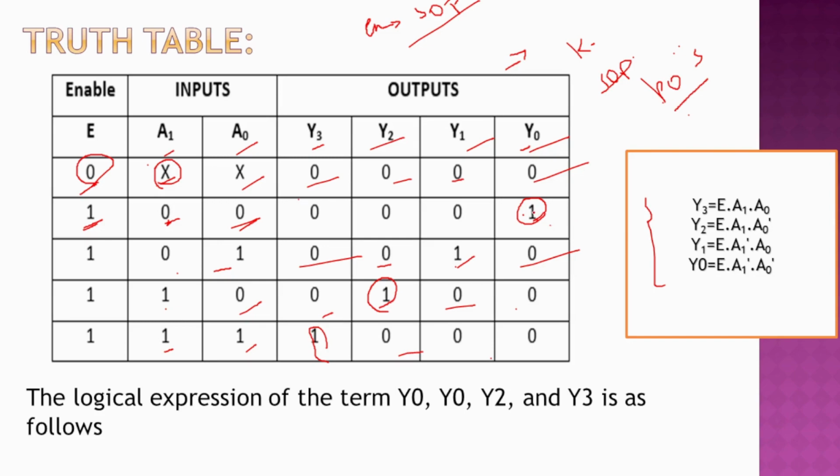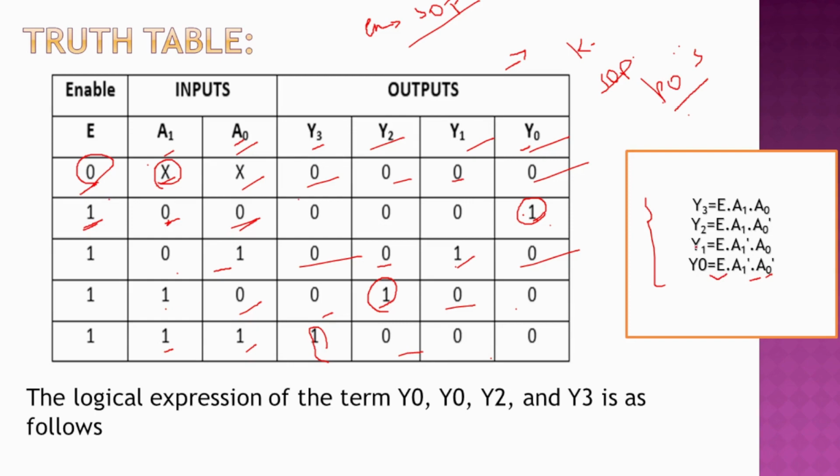Y0 is equal to 1 when a0 is equal to 0 and a1 is equal to 0. If a0 is equal to 0, you need to mention a1 dash, a0 dash and e is 1, right? So e is mentioned as it is.